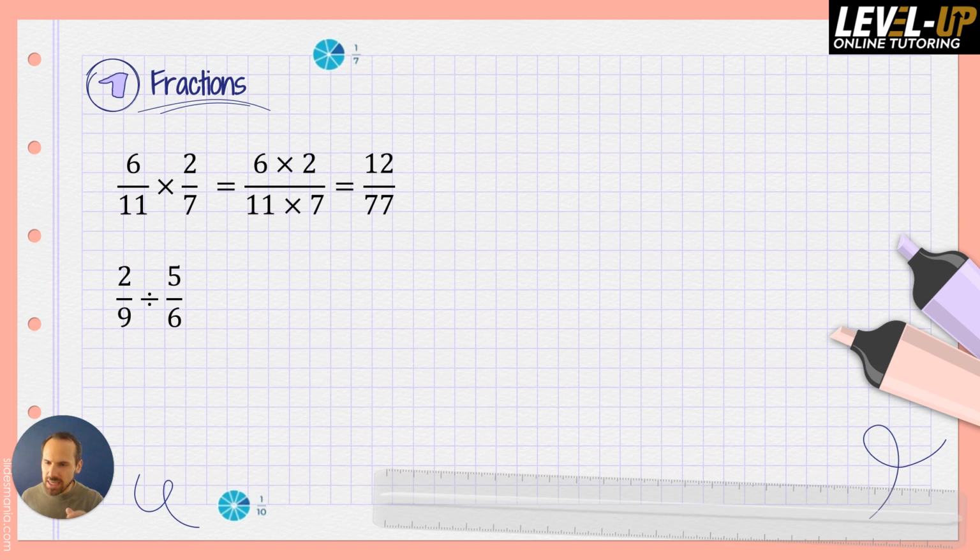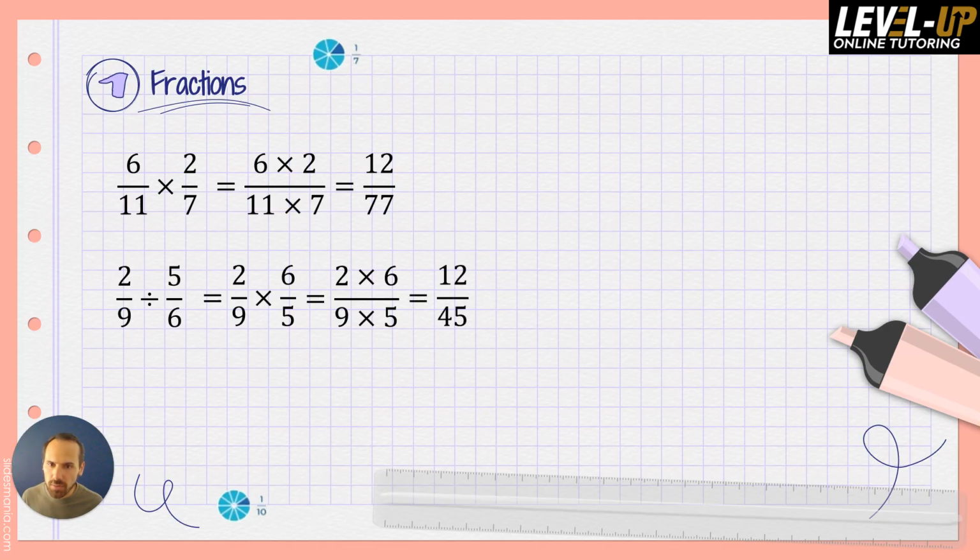It's the same thing, but it gets reversed. So 2 divided by 9, divided by 5 over 6, you essentially just times by 6 over 5 instead. So you take the reciprocal of that fraction that you're dividing by, and you can then multiply by it, and essentially it's the same thing. So now we know how to do that. Just multiply across the top and the bottom, and we get 12 over 45.